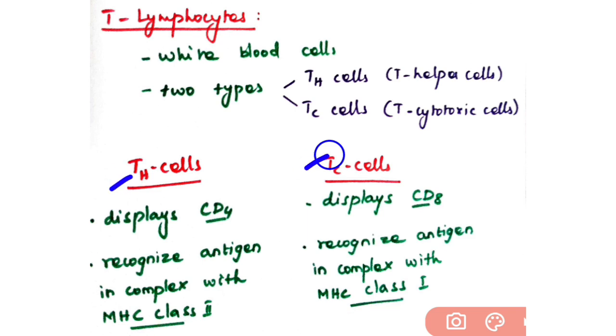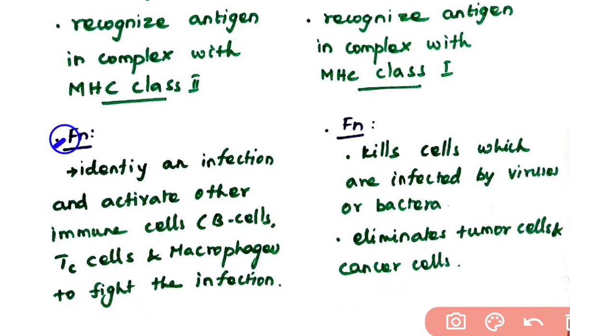These T cells can't recognize the antigen as such. They recognize antigen only when it is in complex with an MHC molecule. The function of T helper cells is to identify an infection and activate other immune cells like B cells, T cells and macrophages to fight the infection. T helper cells won't directly be involved in eliminating the infection. They just identify the infection and activate other immune cells to fight it. That's why these cells are known as T helper cells.